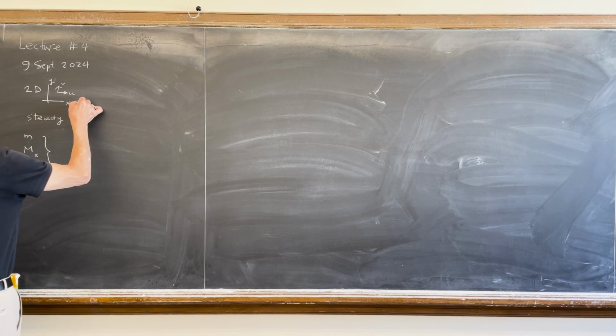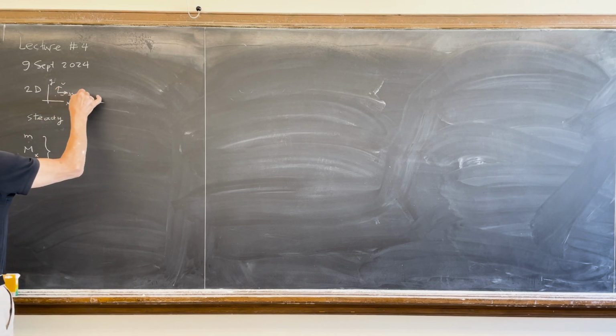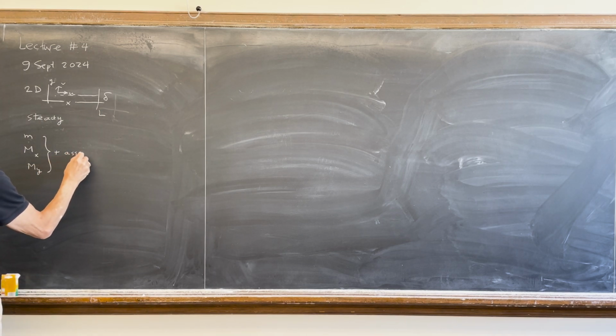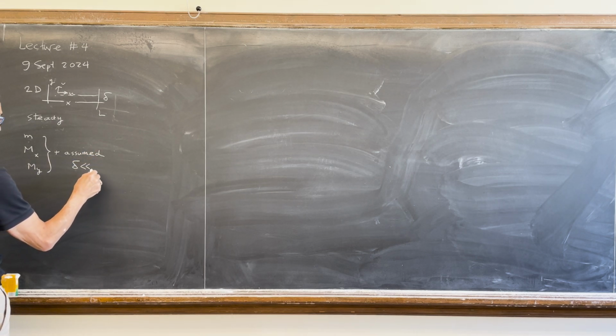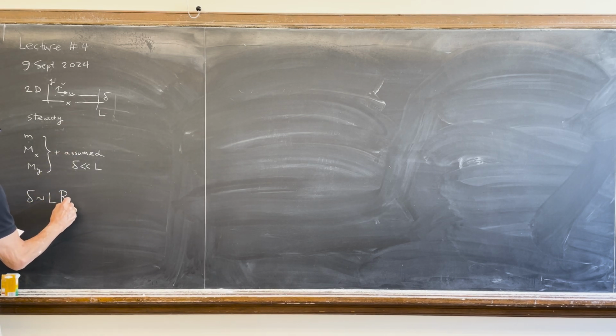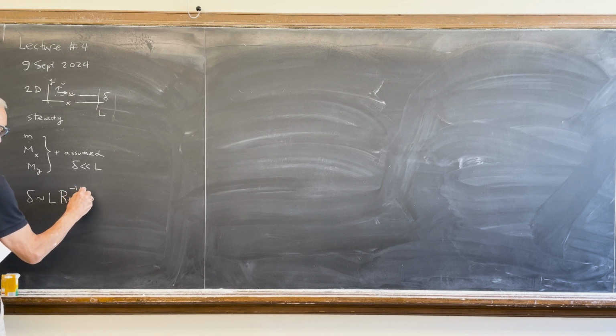That is, there is a wall here, and then there's a region of thickness delta and length L. So plus the assumption that delta is considerably smaller than L, we arrived at the so-called boundary layer theory, which anticipates analytically the size of this delta. This delta turned out to be of the order of the length times the Reynolds number based on length to the minus 1/2.